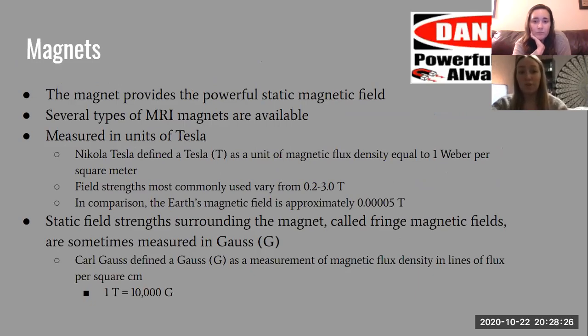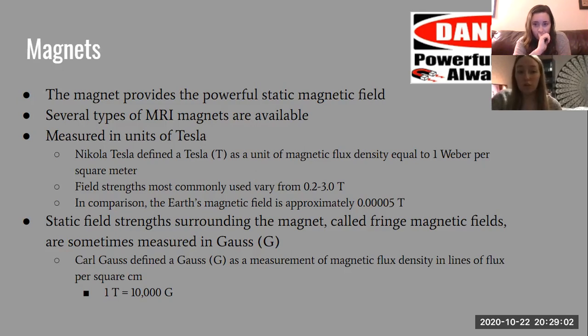Next, I'm going to talk about the different magnets used in MRI. The magnet provides the powerful static magnetic field. There are several types of MRI magnets available. They are measured in units of Tesla. Nikola Tesla defined a Tesla, or T, as a unit of magnetic flux density equal to 1 Weber per square meter. Field strengths most commonly used vary from 0.2 to 3 Tesla.